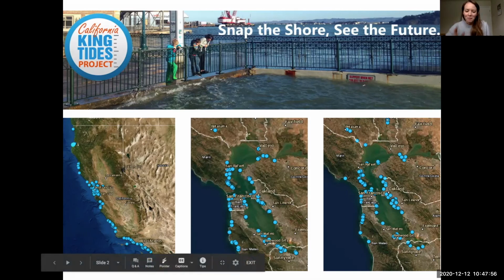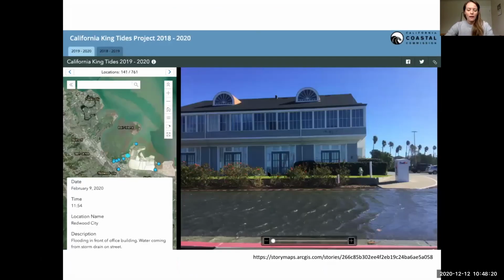I included a couple of maps showing previous years of king tides, and you can see it all the way down the coastline. Of course, we in the Bay Area have a little more coastline close to us. These were two different years, but you can use these maps to see what king tides looked like in the year before. I grabbed a couple of examples of that.